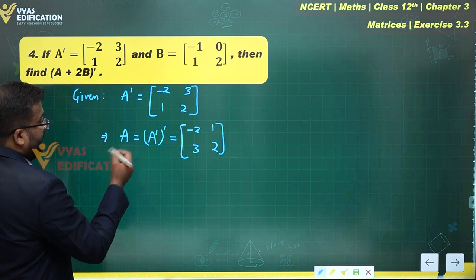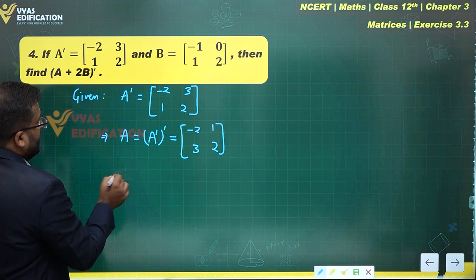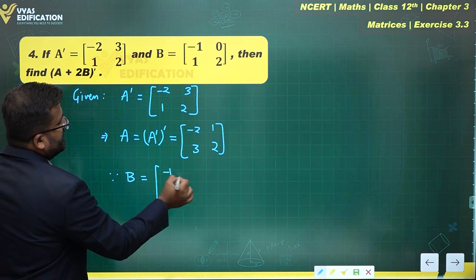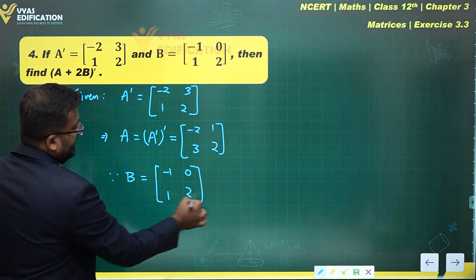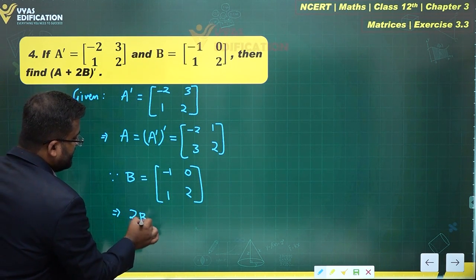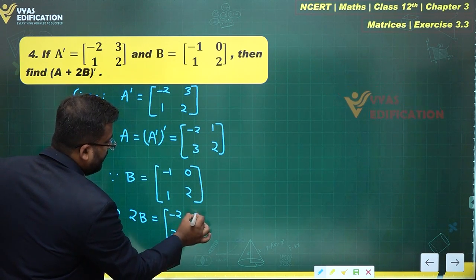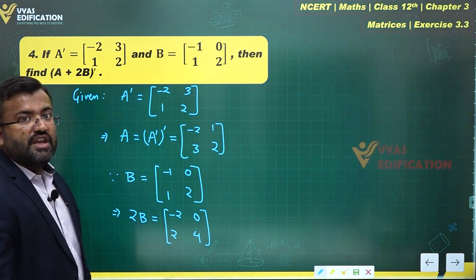And can we find 2B as well? Yes. Since matrix B is given as minus 1, 0, 1, 2, this implies that the matrix 2B will be equal to minus 2, 0, 2, 4. This is the matrix 2B, right?